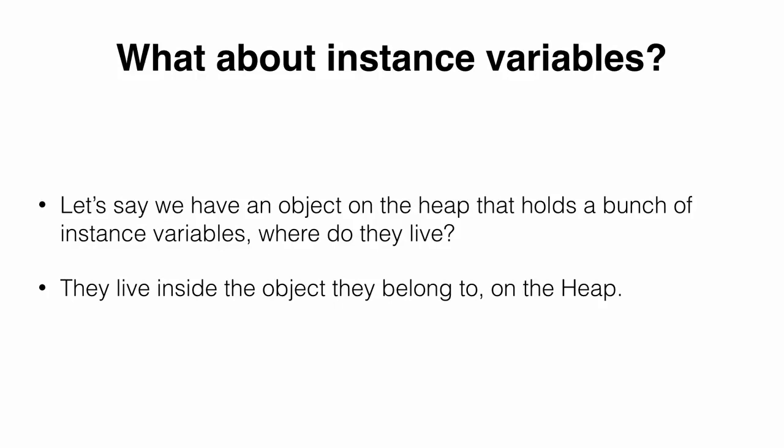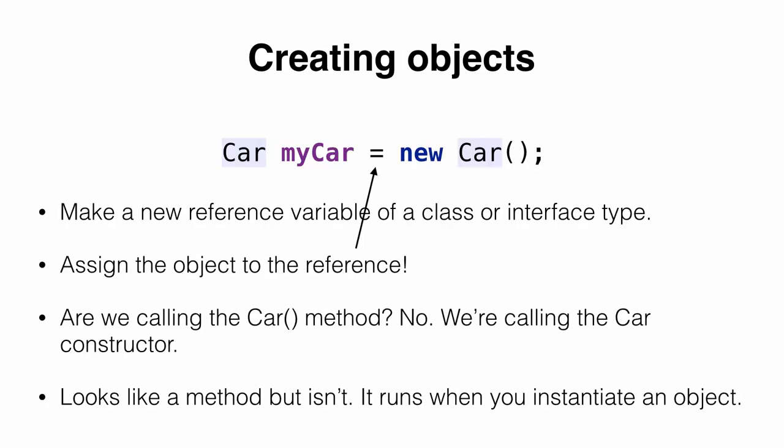So what about instance variables? As I just mentioned, we have an object on the heap that holds a bunch of instance variables, but where do they live? Well, they live inside the object they belong to on the heap, and the compiler knows this. So creating objects, how do we create an object? Well, it's very simple. We can make a reference to a variable of a class. So here we have car, which is a class, and we're calling it my car. Then we're doing an object assignment to the reference using the equals. So we're saying new car, and it kind of looks like a method, but it isn't.